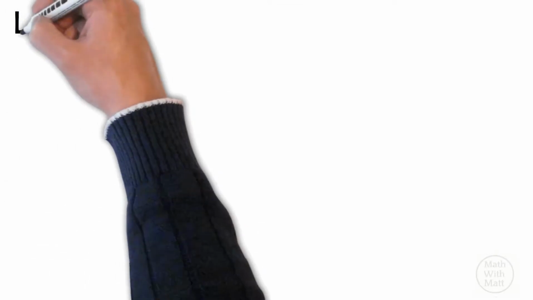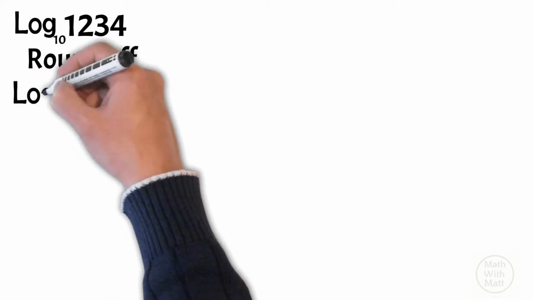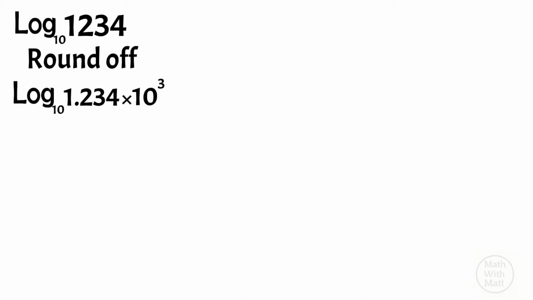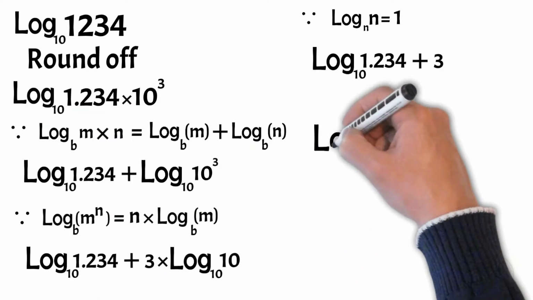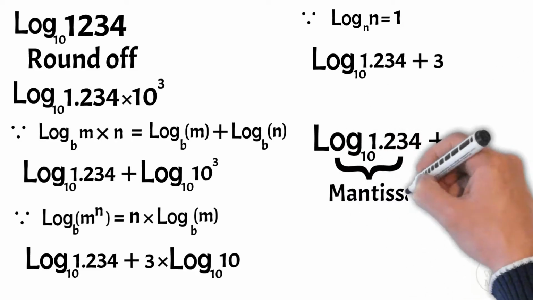The next number for us to turn into log is 1234. Let's see how this one works out. For rounding off the number, we shift the decimal places 3 times to the left side, and multiply 10 to power 3. The rest follows as expected and we get Mantissa as log of 1.234 and characteristic as 3.